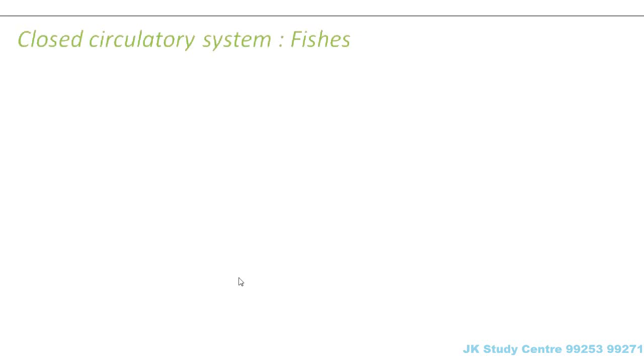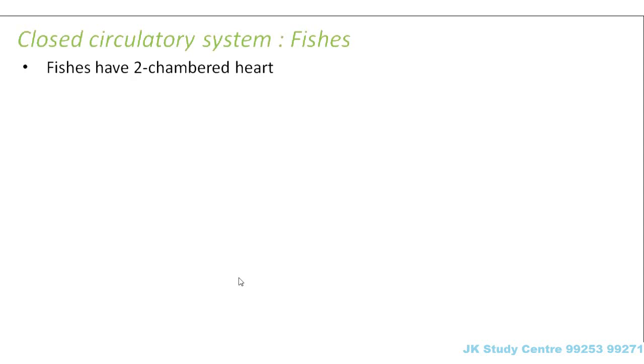So when we start with the closed circulatory system, even in closed circulatory system, it is different in different organisms. I mean the heart, which is the main pumping organ of the circulatory system, looks different in different organisms. So let us start with the closed circulatory system of fishes. Let us see what kind of a circulatory system fishes have.